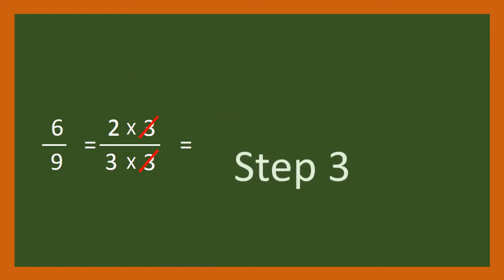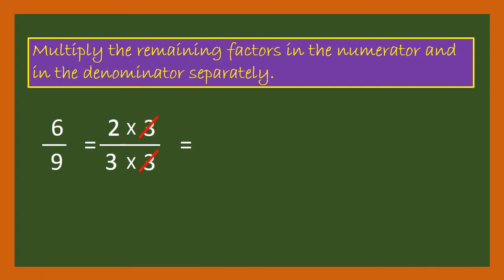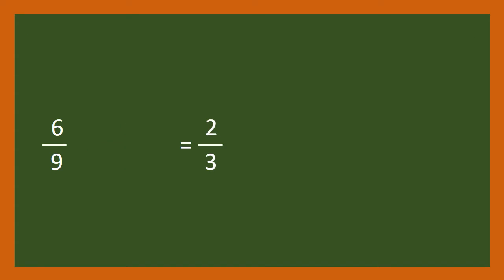Now the third step, multiply all the remaining factors in the numerator and in the denominator separately to get the lowest form of the fraction. Since we are left with only one factor in the numerator and only one factor in the denominator, 2 upon 3 is going to be our answer. Thus 2 upon 3 is the lowest form of 6 upon 9.